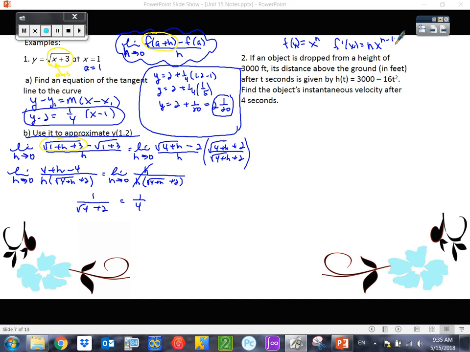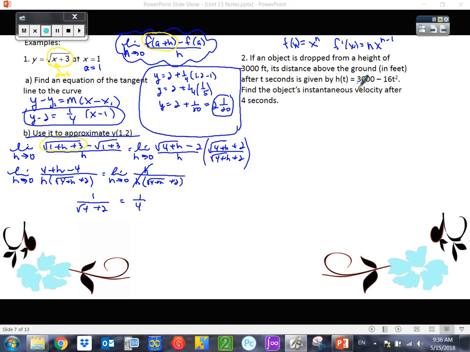And another thing that we need to know is that the derivative of a constant is 0. So like the derivative of 3,000 is 0. That's just something to memorize. It's really not an easy way for me to show you that.